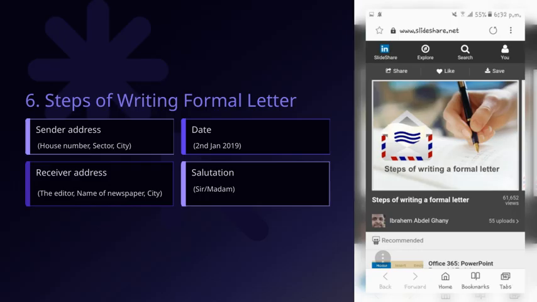Next, we have the receiver's address. Here, you specify details like the editor's name, the name of the newspaper, and the city. This helps ensure your letter reaches the right person and department.